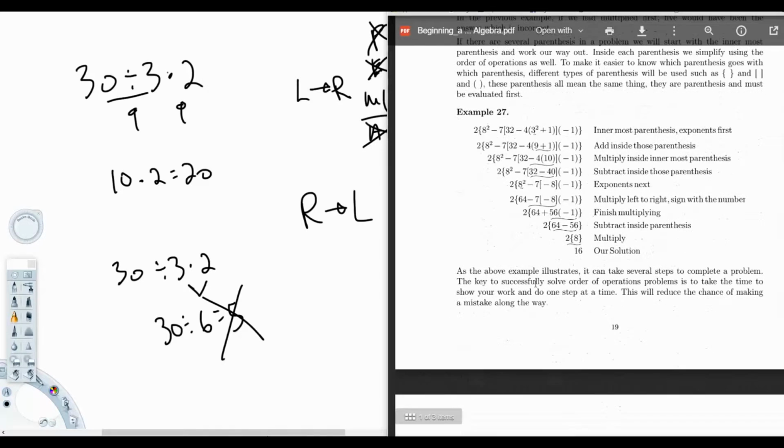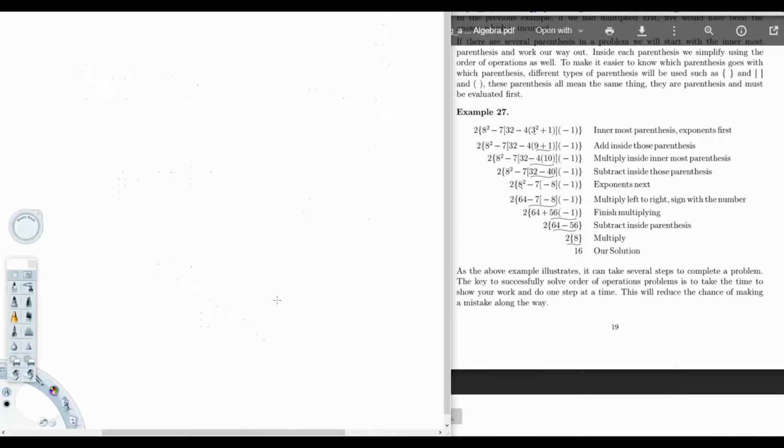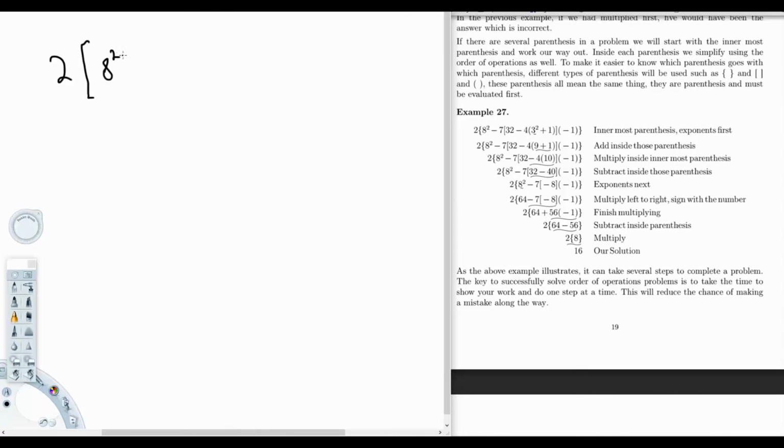So let's look at this problem. All right, what do they have here? Now they went really complicated on us. So 2, 8 minus 8 squared minus 7, another parentheses, 32 minus 4. It's kind of a killer problem.